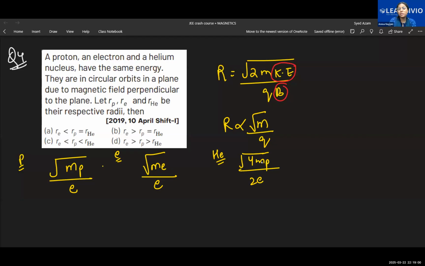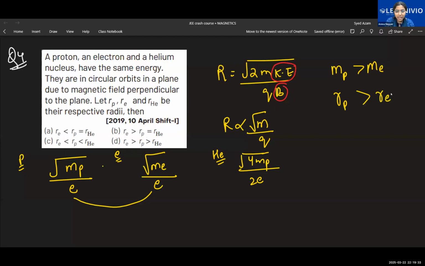So now we have to compare. If you see, e here is the same, which means the denominator is the same. So we just have to compare the numerator. Is the mass of proton greater or the mass of electron? Proton. So directly here we can say the mass of proton is greater than the mass of electron. So the radius of proton will be greater than the radius of electron.